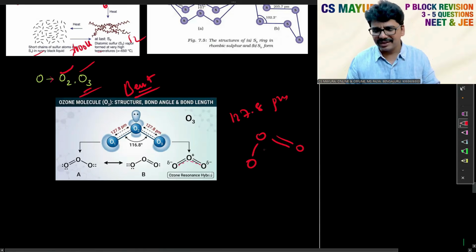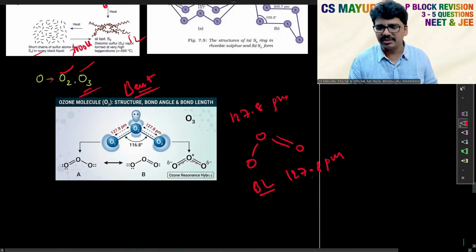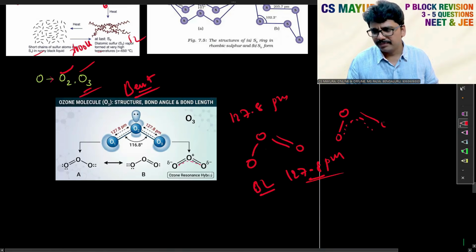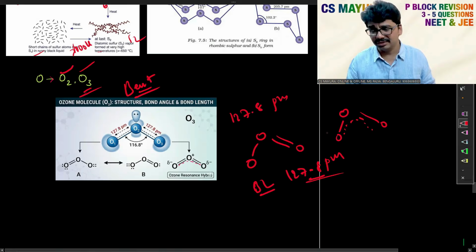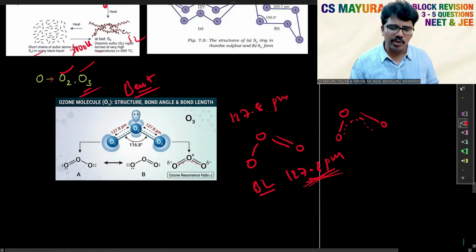So in this structure you can see one side single bond, another side double bond. But even though it has a single bond and a double bond, the bond length is the same, that is 127.8 picometers on both sides, because of the resonance. Single bond, double bond, resonance is there. Due to resonance, the two oxygen bonds are equivalent. Their bond lengths are the same.